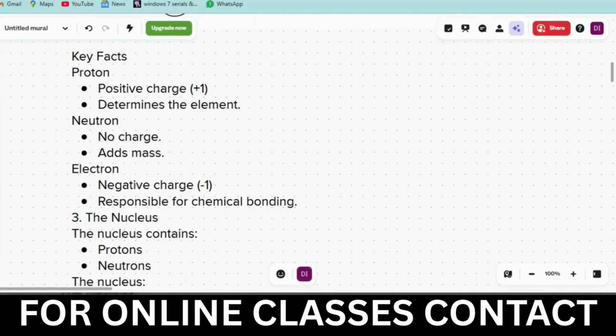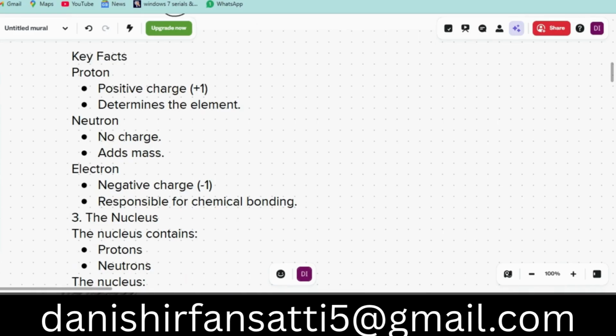So as we discussed, the proton is positively charged and determines the element. Neutrons have no charge, they just add mass. Electron is negatively charged and responsible for chemical bonding. Electrons are shared or donated by the atom.